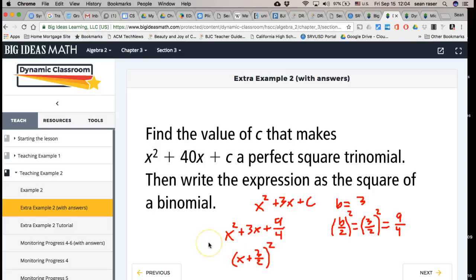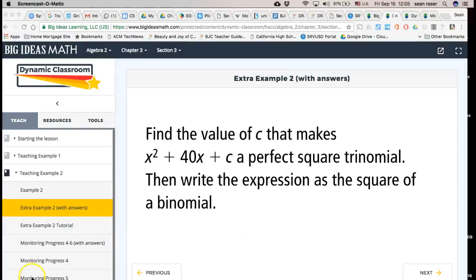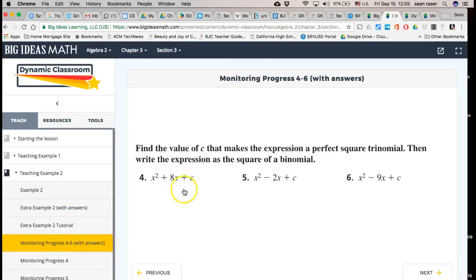What I want you to do is go ahead and solve the problems that come up now, and write the answers to 4 through 6 here. Write the c value that you need to make it a perfect square, and also write the expression as the square of a binomial, just like we did in the last examples. Go ahead and type those in now.